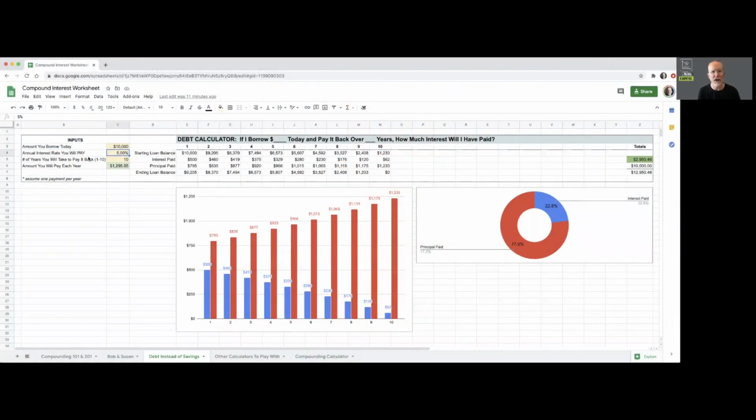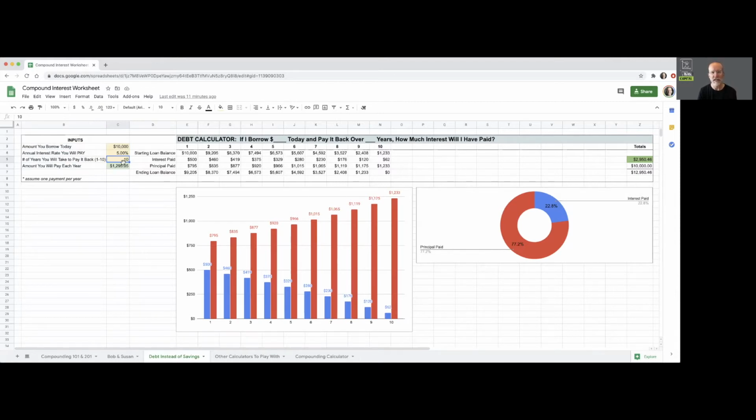In order to do that, the best way is to look at an example so that you can really understand how debt works. Because if you don't, debt can really get away from you and cause all kinds of trouble. Like in our other spreadsheet on compounding, on the left side, we have our inputs. And the inputs here, there are three. The amount you're borrowing, I've put in $10,000. The annual interest rate you're going to pay, I've put in 5%. And the number of years you're going to take to pay it back, and I've said 10.